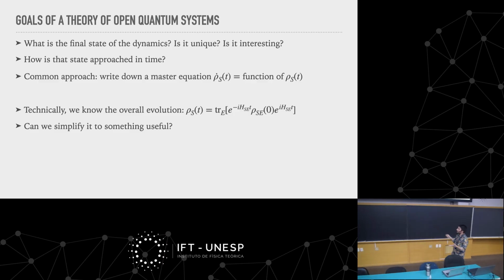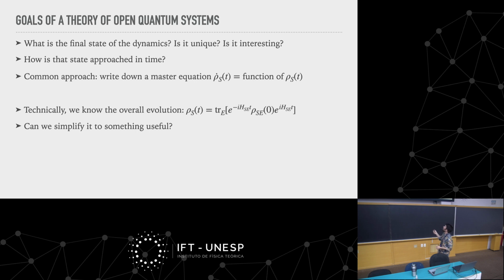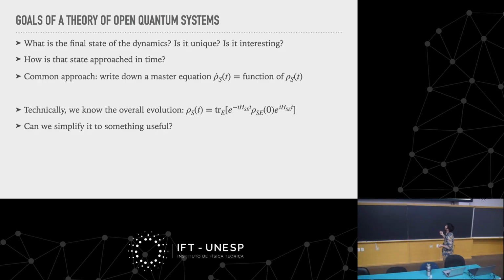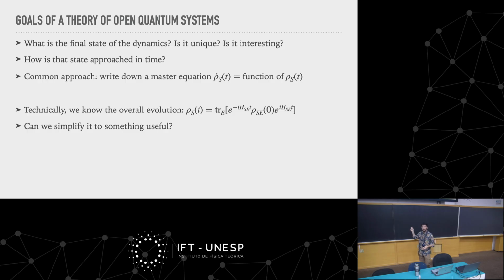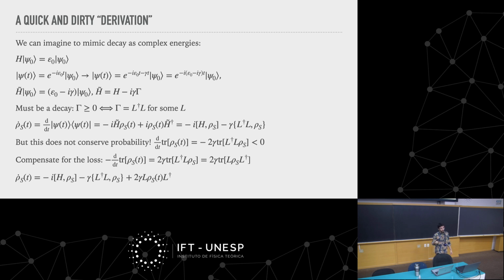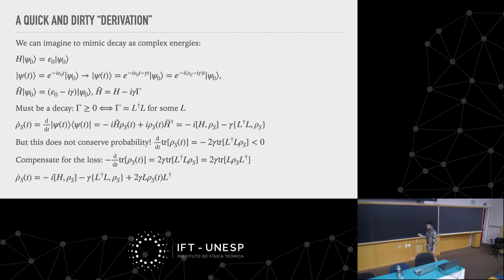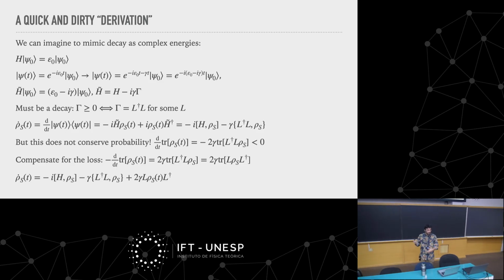Formally, we know the answer to this. We can write down the full unitary evolution of the full system plus environment density matrix, and trace out the environment. Of course, by the same token as before, this is only formal. We can derive some mathematical properties out of it, but it's useless for actual computation because it's very hard to track the environment. So can we approximate it or simplify it into something useful? I'm going to give you a quick and dirty derivation of a master equation. It's going to turn out to be the correct one under some circumstances.